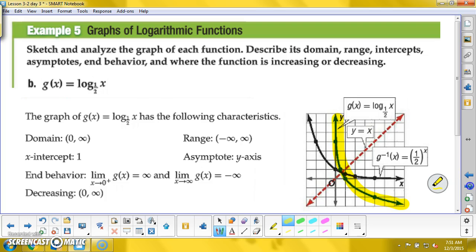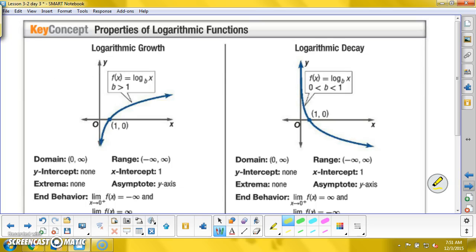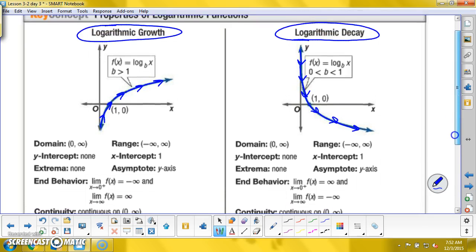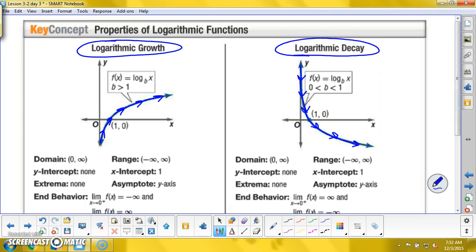But this leads us into talking about logarithmic growth versus logarithmic decay. Just like exponential growth and exponential decay, there are logarithmic growth graphs and logarithmic decay graphs. And as you can imagine, a log graph, like you can see here, moves up and to the right. Okay, a logarithmic decay graph moves down and to the right, as you can see here. All the specifics of these are listed down below: domain, range, intercepts, asymptotes, extrema, which are mins and maxes, and end behavior and continuity. So that's something to take note of.